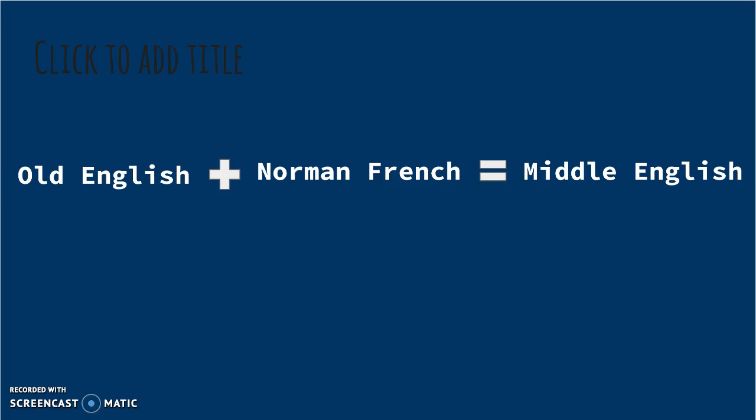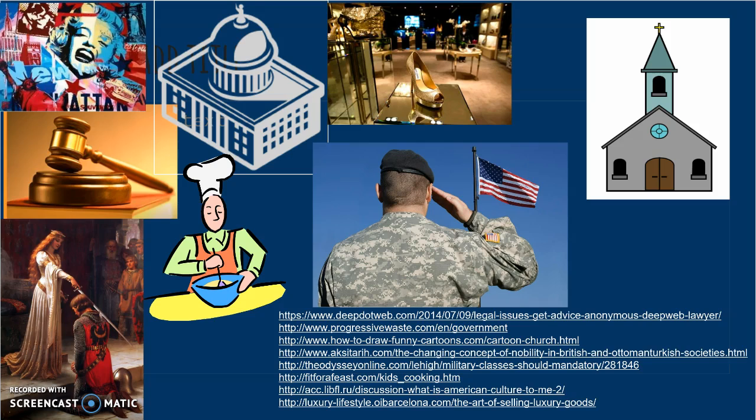Middle English is a combination of Old English and Old French. English borrowed many words from Old French. Most of the words that English borrowed can be put into various categories, such as law and government, the church, nobility, military, cooking, culture, and luxury goods.